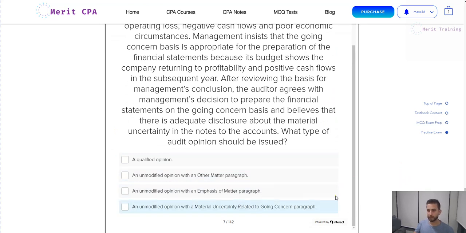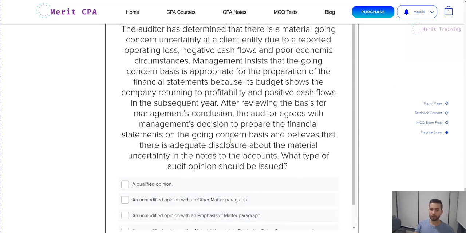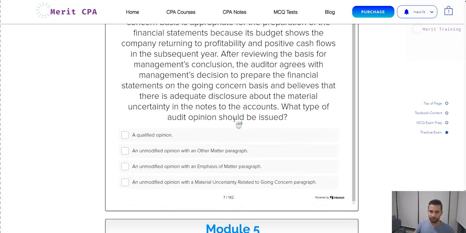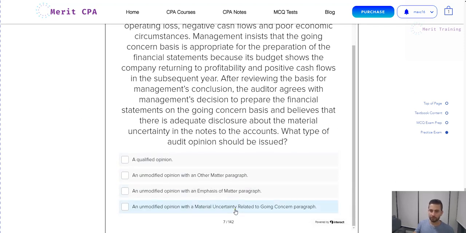So what we can do is a Control F in the notes for any of these paragraphs. We can go through one by one: other matter, emphasis of matter, material uncertainty related to going concern. I think the one that stands out the most is material uncertainty related to going concern, because obviously what we're talking about here is going concern. So it's obvious that we would check this one first. So I'm going to do a Control F in the notes for material uncertainty related to going concern. Let's bring that up now.